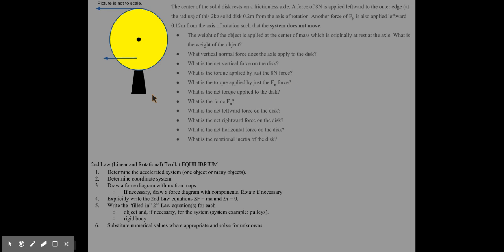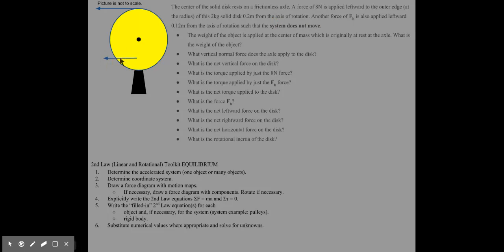This is another example of static rotational equilibrium. So what we have here is a solid disk. The center of it is centered on this frictionless axle. A force of 8 newtons is applied leftward to the outer edge of the 2 kilogram solid disk, 0.2 meters from the axis of rotation.